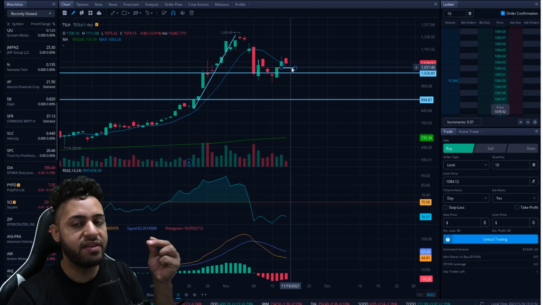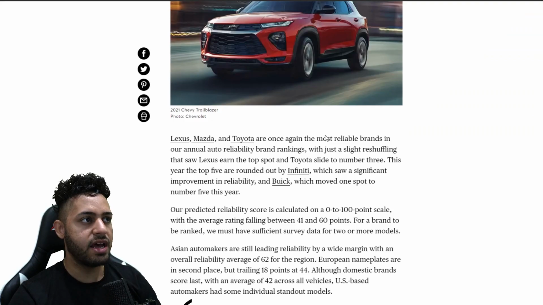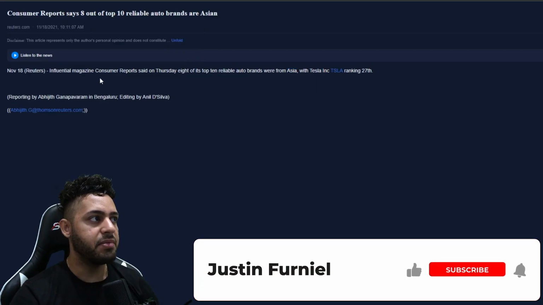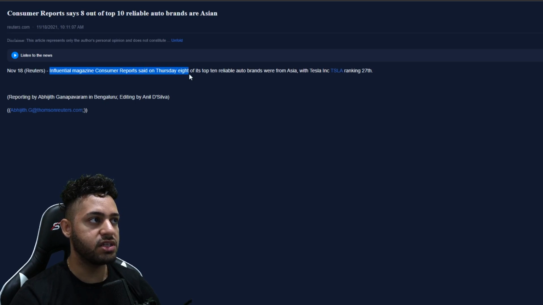Now, we also have some news that came out today, so I kind of wanted to point that out. And the news over here, let me actually go to this article first. It mentions that influential magazine Consumer Reports said on Thursday, 8 of its top 10 reliable auto brands were from Asia, with Tesla ranking number 27th, right?